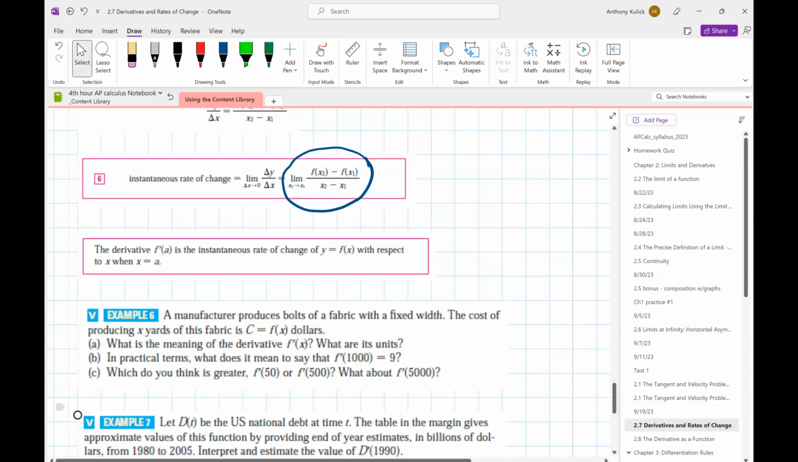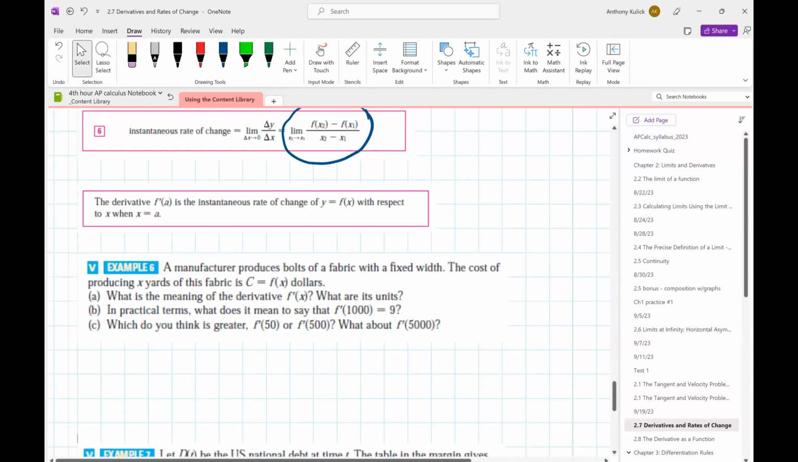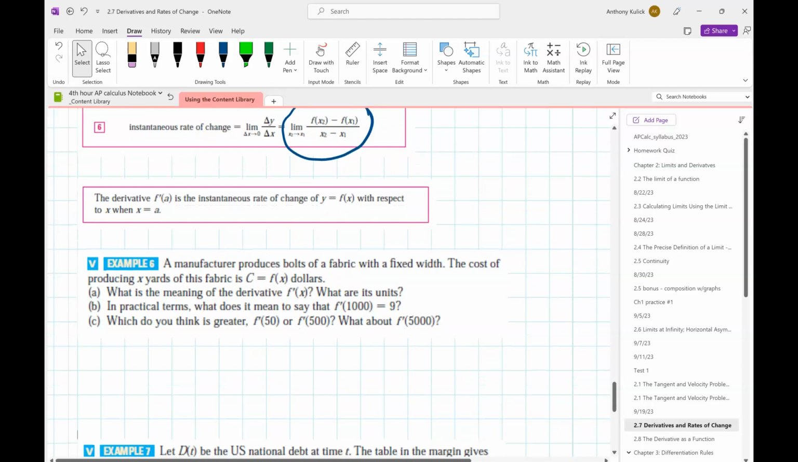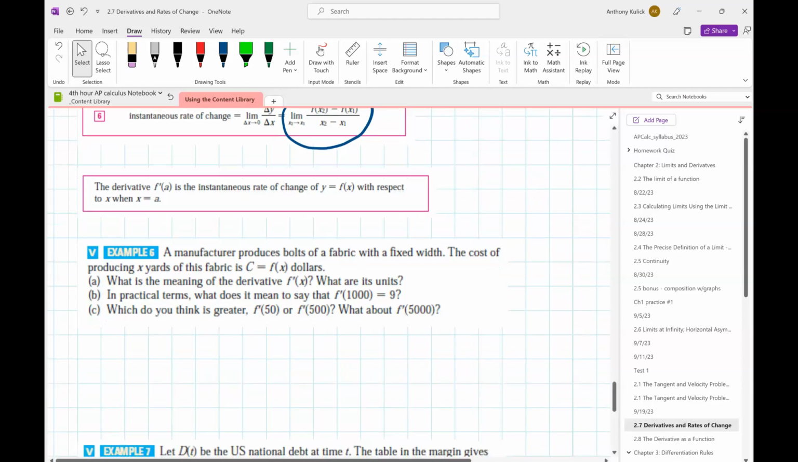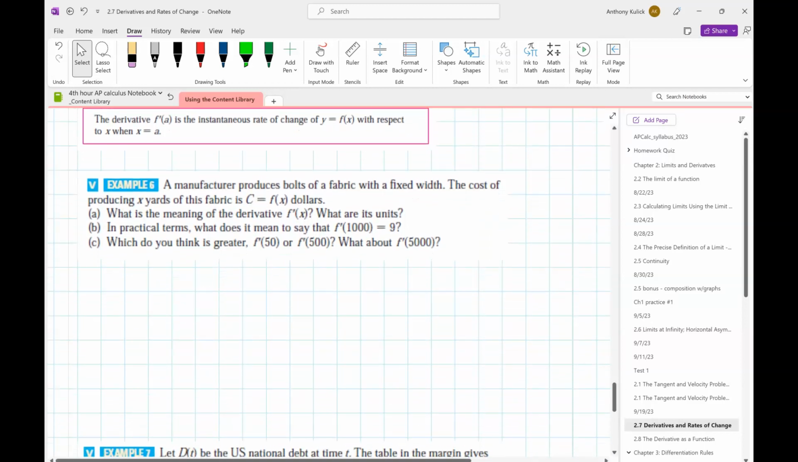Oh, it's all the same thing, Mr. Kulik? Yeah, dude. Instantaneous rate of change, slope of the tangent line, derivative, instantaneous velocity, all talking about the same process, doing the exact same thing.